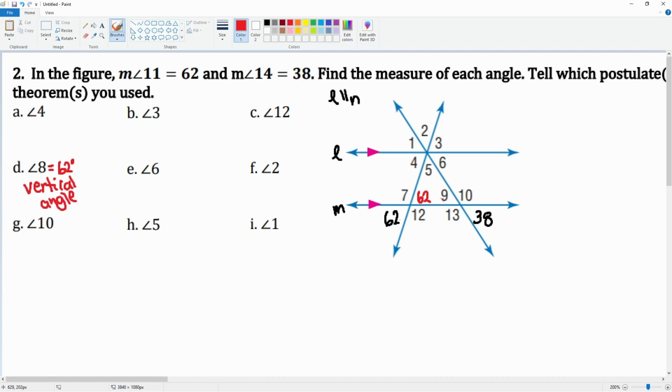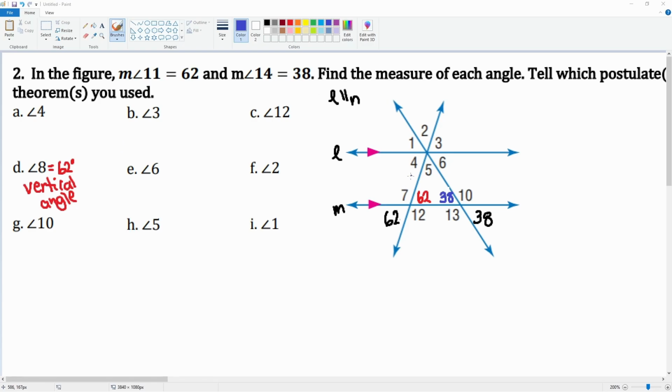Then we also know what 9 is because of vertical angles. Okay, that is also going to be 38. And that is the value of 9. That's the ninth angle, okay? Where is it? Do we have 9 here? No, we don't have 9 here, but that's 38, okay?